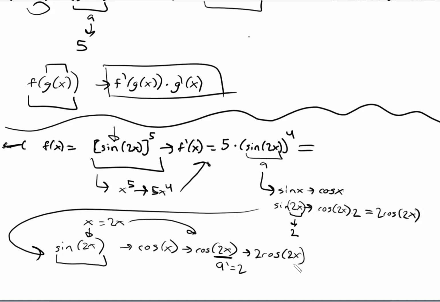So that's where this chain rule idea becomes really, really complicated. So going back to the original problem, where does this get us? Well, we know that the derivative of sine of 2x is 2 cosine of 2x. We can bring the 2 out, and we'll get 10 times sine of 2x to the 4th.